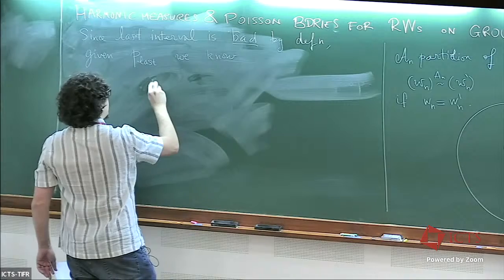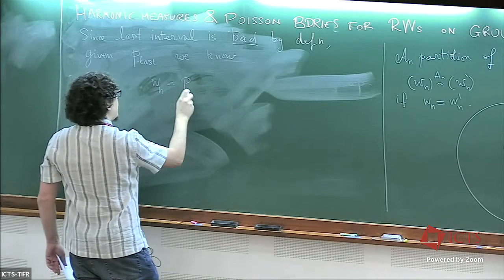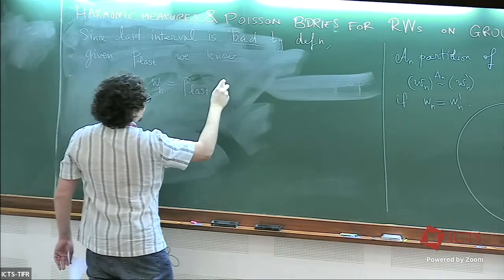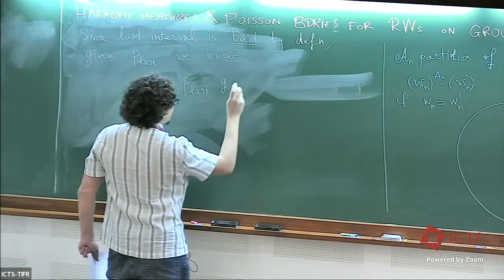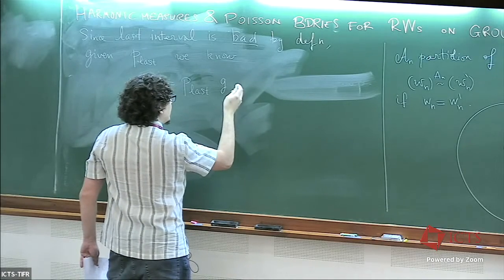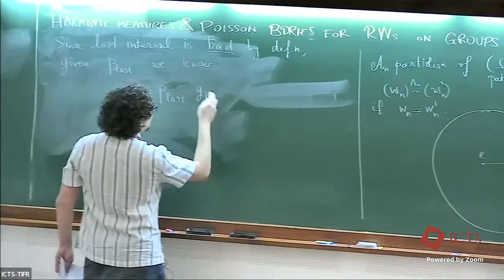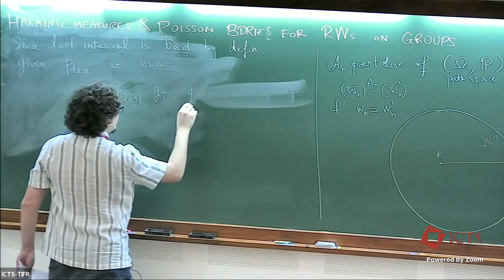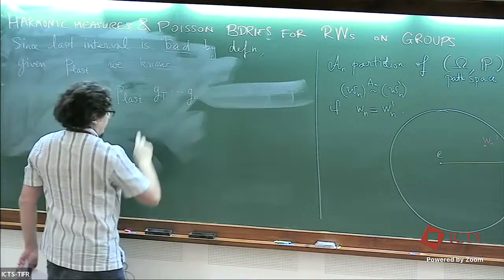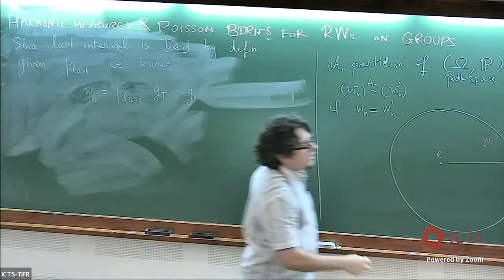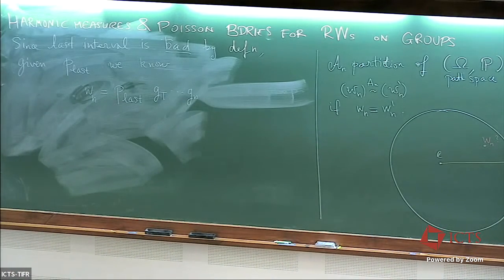Wn, which is just P last times, I don't know, G, G big T, something up to G N. So let's say the big T is the last. Yeah, let's say that this is G T and so forth. So we know everything, so we can record.